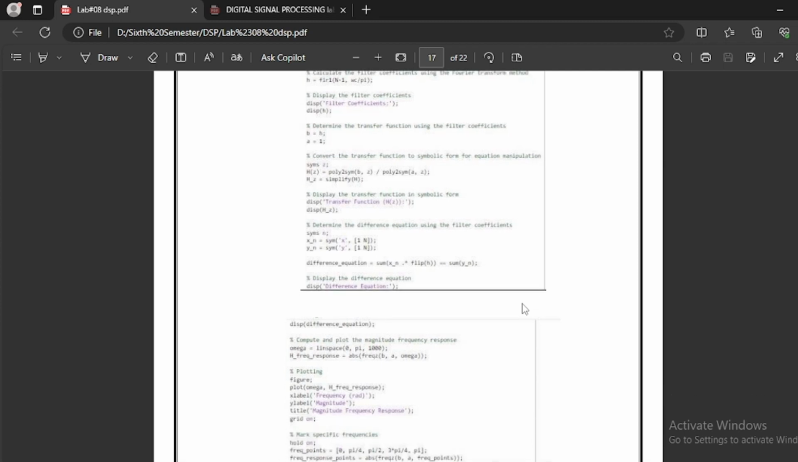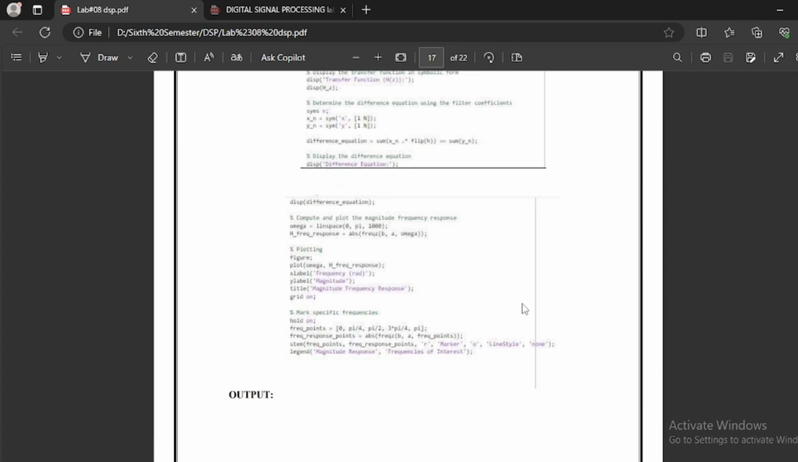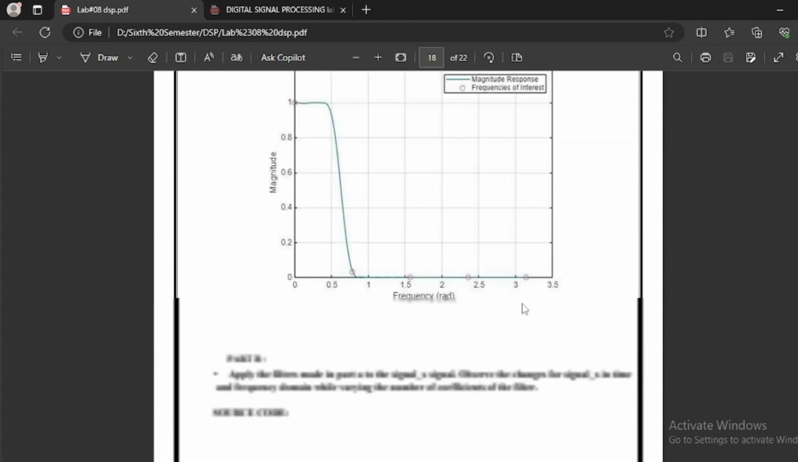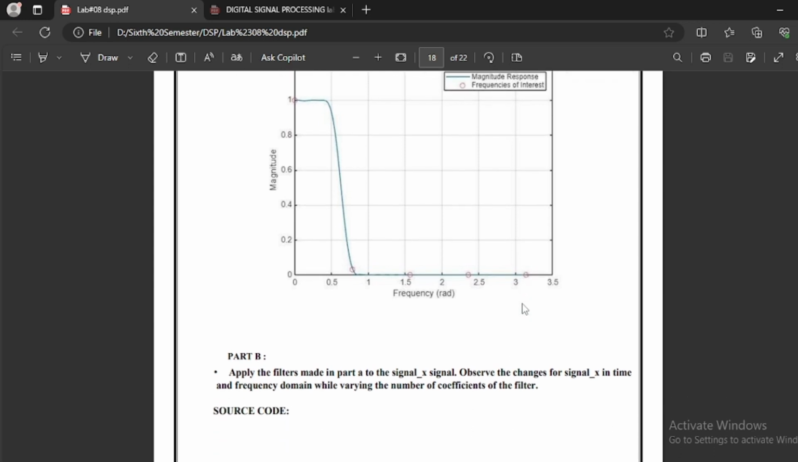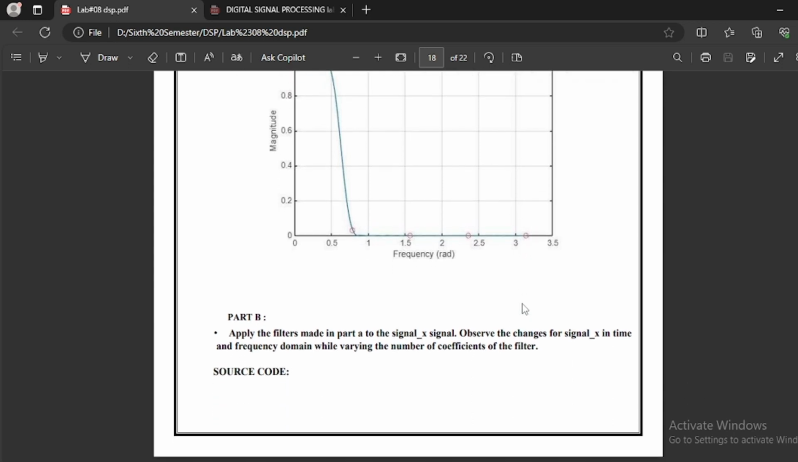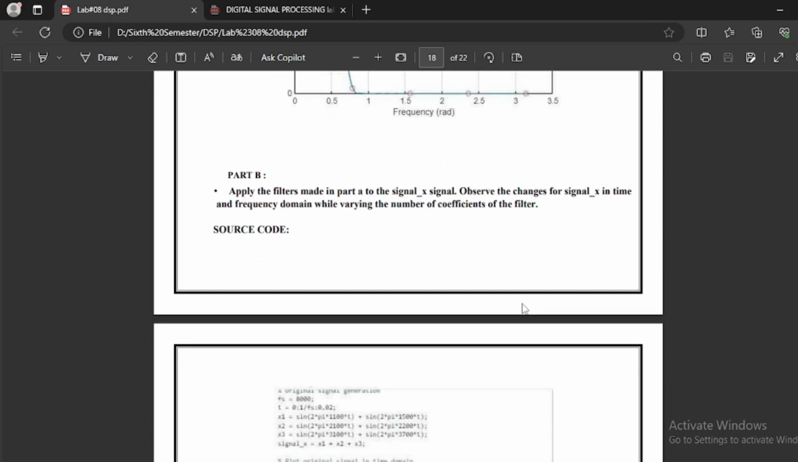Then we use the formula to determine a difference equation. Then we use the plot command. Here is our output of the magnitude frequency response. Its part B is apply the filter made in part A to the signal X. Observe the change for signal X in time and frequency domain while varying the number of coefficient of the filter.